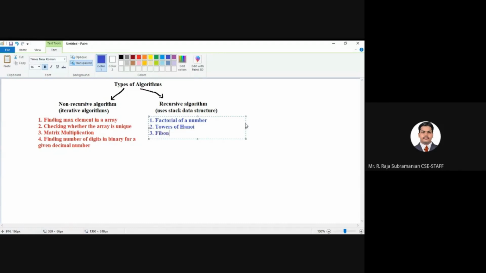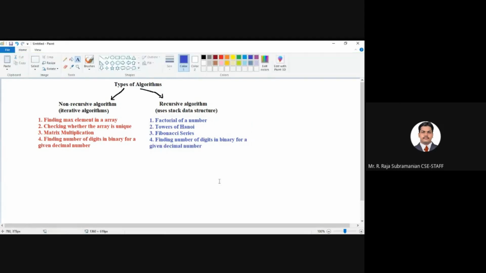Fine. And next comes the Fibonacci series. Finally, finding the number of digits in binary for a given decimal number. It's the same as one of the algorithms in the non-recursive case, and we are going to do it recursively also. So these four algorithms on each side, totally 8 algorithms, we are going to discuss. We are going to analyze them line by line and find their complexity. Most possibly, we are going to find the worst case complexity.